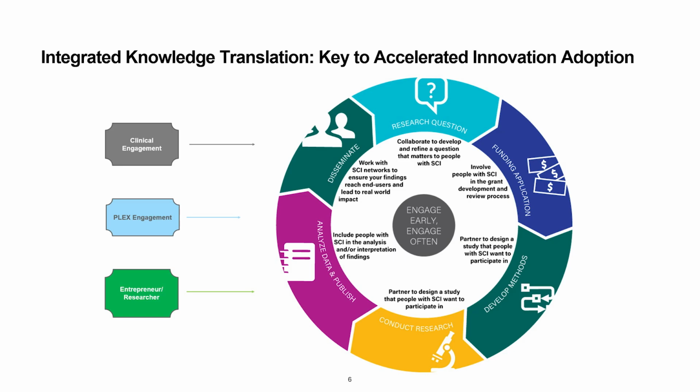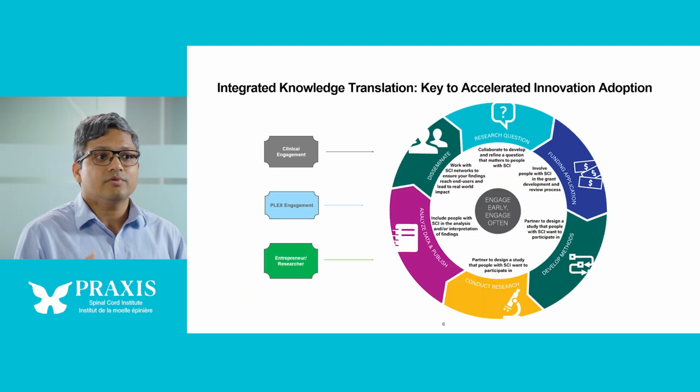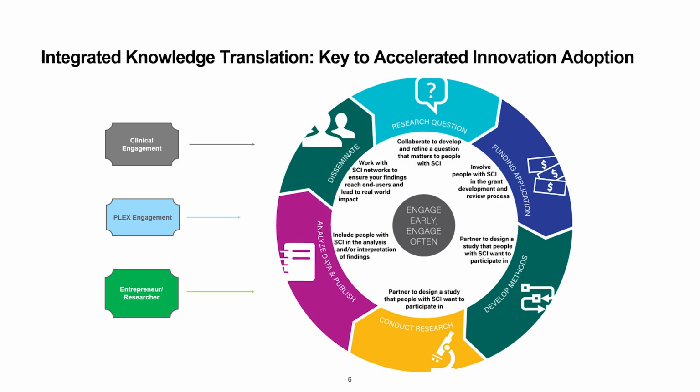So as you iterate on your product development, as you iterate on even things like user manuals, you need to engage with your end users to make sure it is still meeting their needs. As we all know, it all starts with a basic research question. Once you come up with that research question, you need to collaborate to develop and refine that question to make sure that it matters to the people with spinal cord injuries for whom you are developing this product. Because you might have a hypothesis of how it might help them, but you don't really know for sure until you have talked to them.